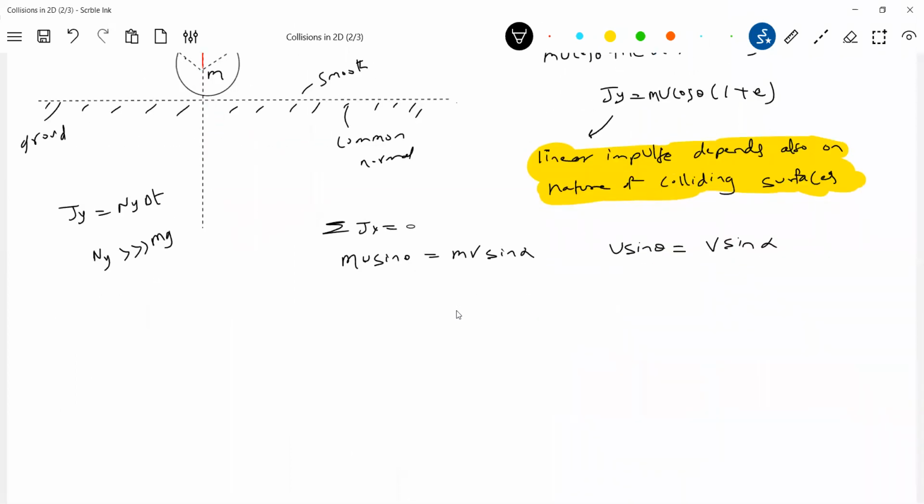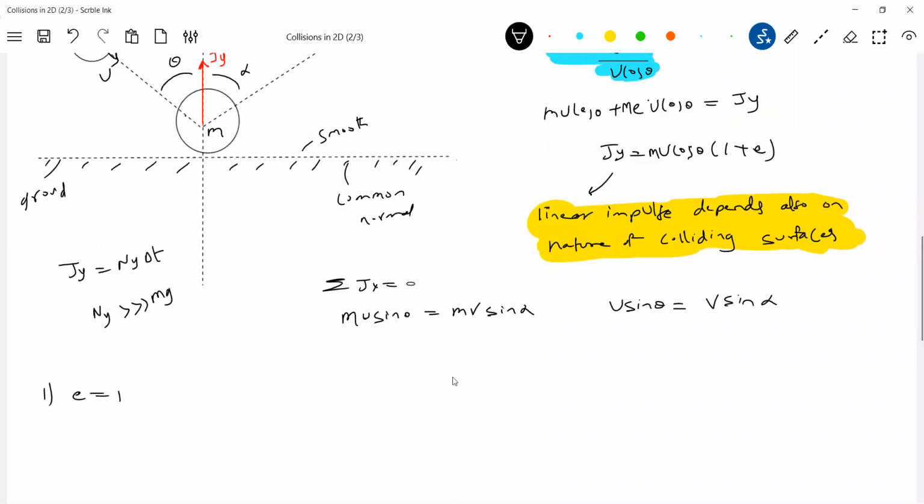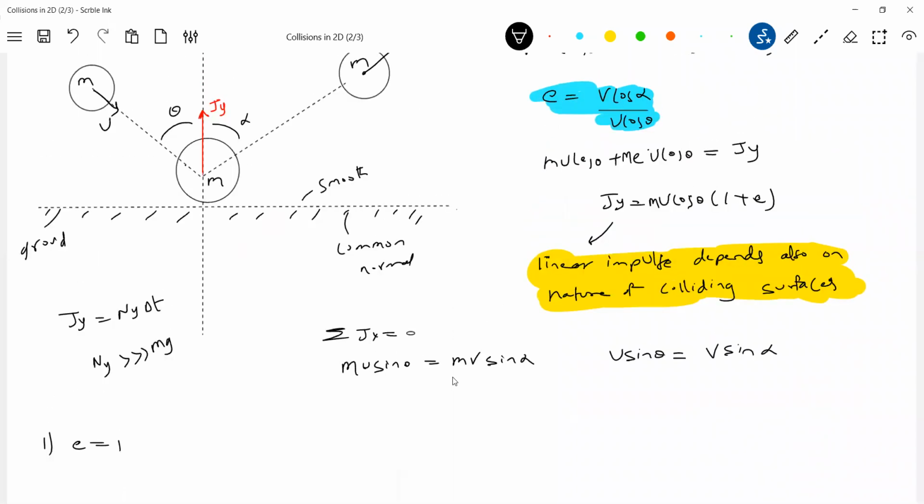The first collision, let it be perfect elastic collision. Then what will happen to all these equations? E equal to 1. If E equal to 1, no loss in kinetic energy, no? Kf should be equal to Ki. Then mv square by 2 should be equal to mu square by 2. V equal to u. E equal to 1, V equal to u.